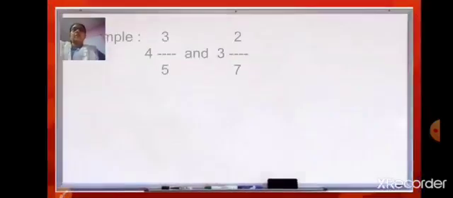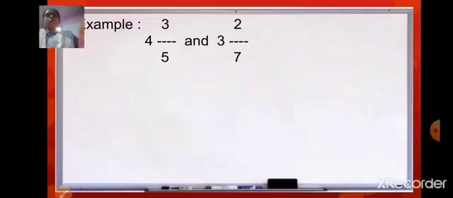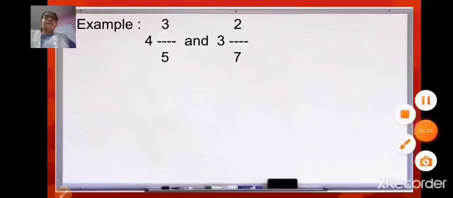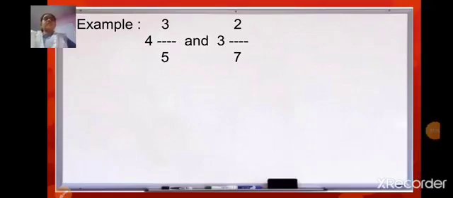Now let us start with an example here. 4 whole 3 upon 5 and 3 whole 2 upon 7, you have to add them. The first thing I told is to convert the fractions to like fractions. So before we start, let us first convert these mixed fractions to improper fractions.